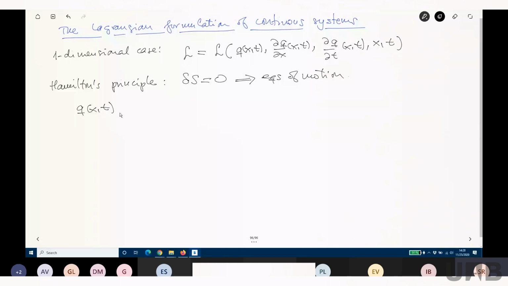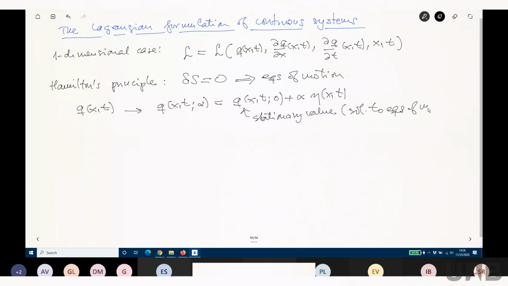each field, in this case, q of x and t, and we are going to generalize it with a parameter alpha, which actually takes a variation with an arbitrary function from the stationary value. The stationary value, which means the solution to the equations of motion. So that's exactly the same as what we did for discrete systems, okay? Now, this eta of x and t is going to be an arbitrary function.